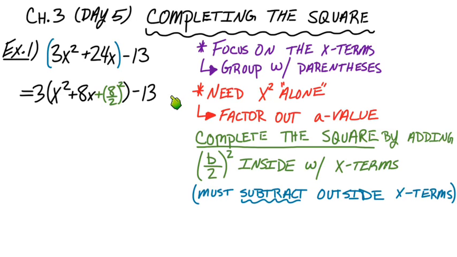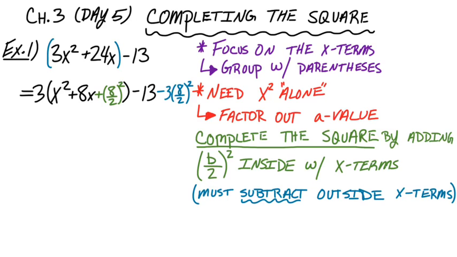But let's be clear. This isn't really worth 8 over 2 squared, right? This is really worth 3 times 8 over 2 squared. So when we subtract it out here, we got to make sure and address that 3 also. So minus 3 times 8 over 2 squared. Because when we added it in, yeah, it's plus 8 over 2 squared, it's plus 4 squared. But it's really worth 3 times that much. So we got to make sure to account for that when we subtract it outside of the parentheses.